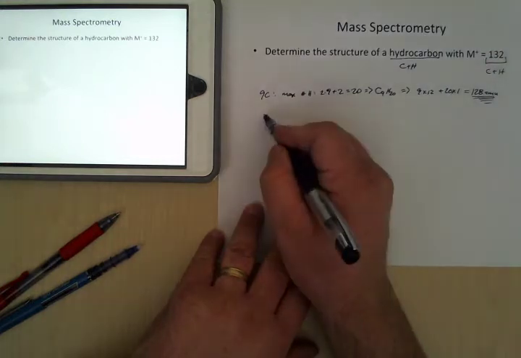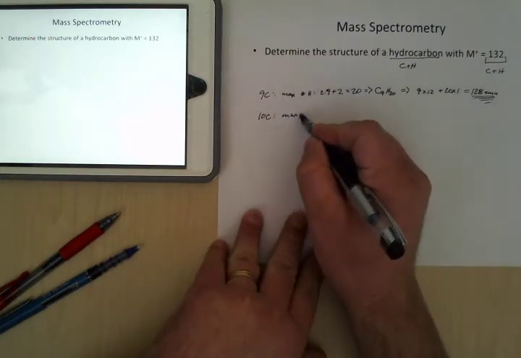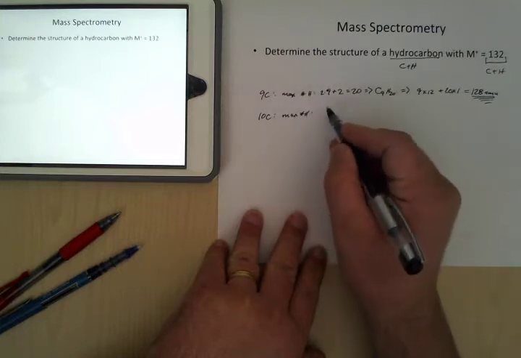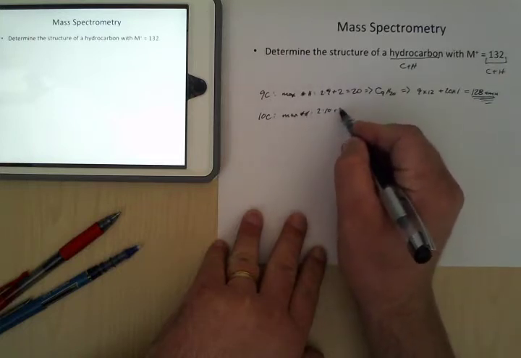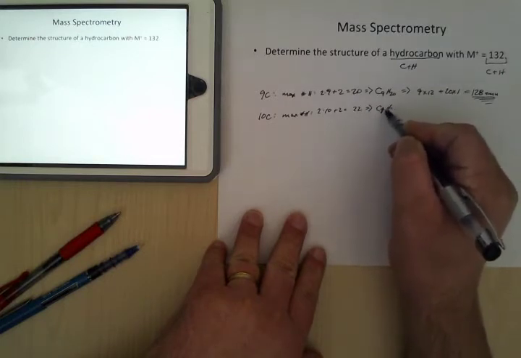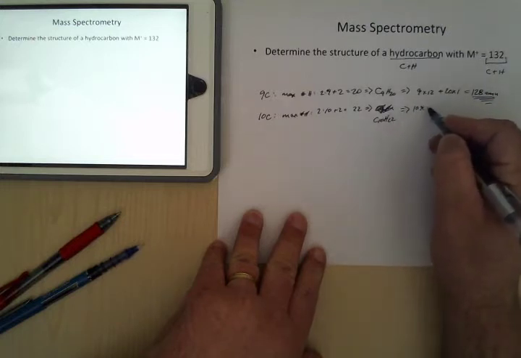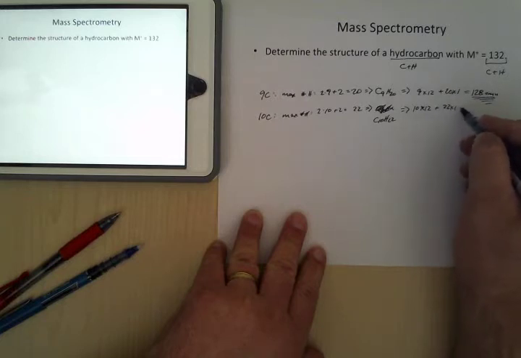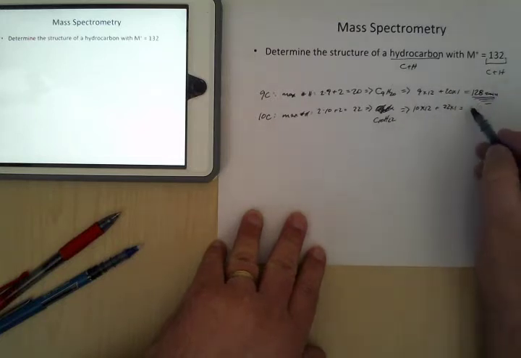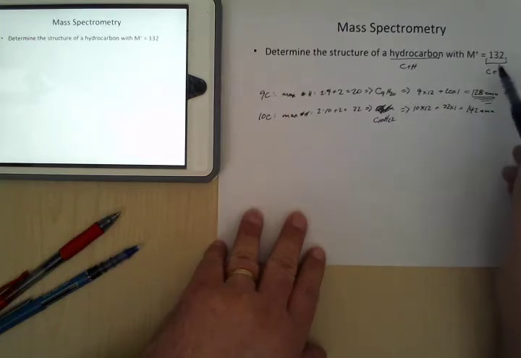So that means you're probably going to have 10 carbons. So what's the maximum number of hydrogens? Well, it's 2 times 10 plus 2, so it would be 22. So that means it would be C9H22. Oh, excuse me, C10H22, which is 10 times 12 plus 22 times 1. So that would be what? 142 AMU.